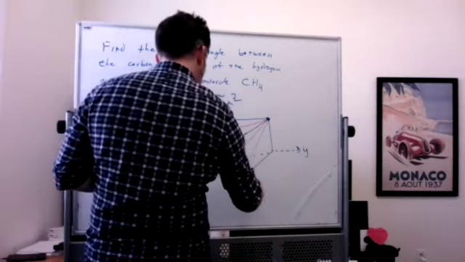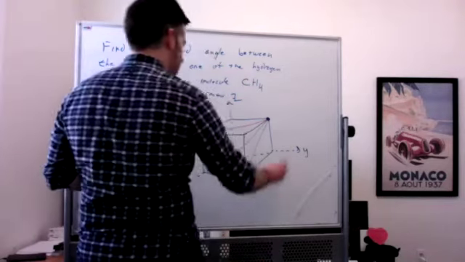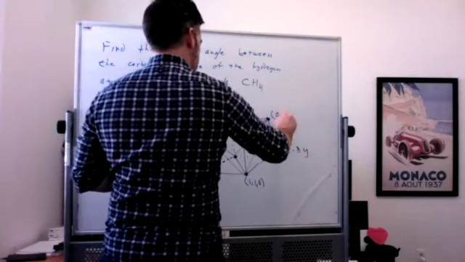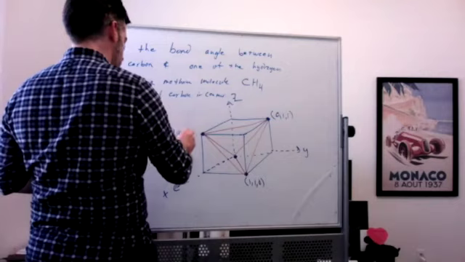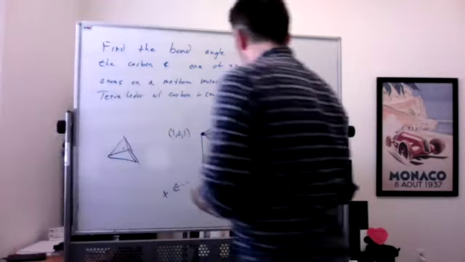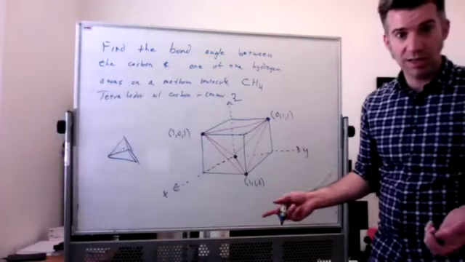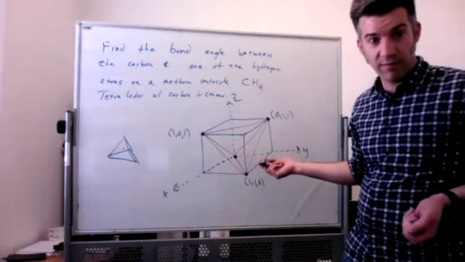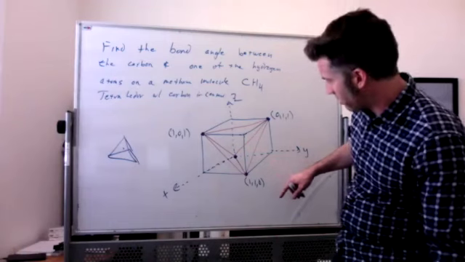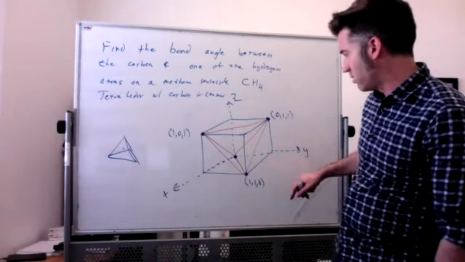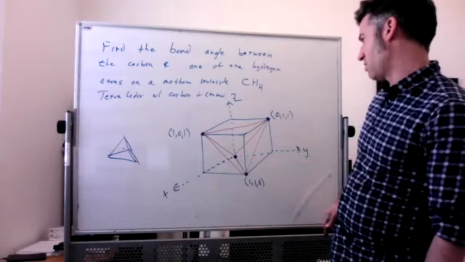So this is the point 1, 1, 0. This is the point 0, 1, 1. This is the point 1, 0, 1. Well, if a carbon is in the center, it's at the point 1/2, 1/2, 1/2, right? I know my picture is a little bit hard to see everything, but I feel like you can see it all right.